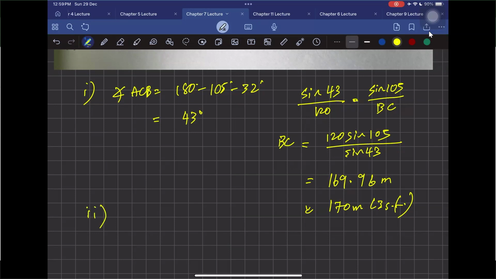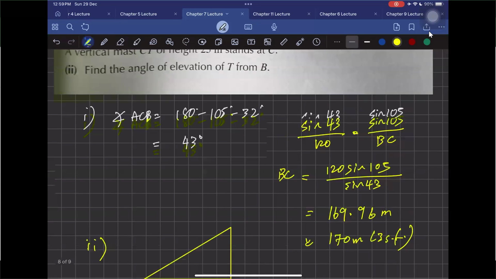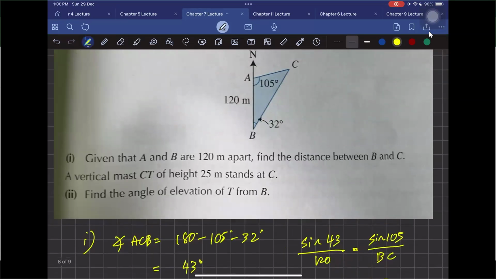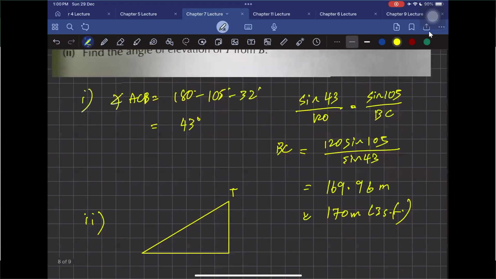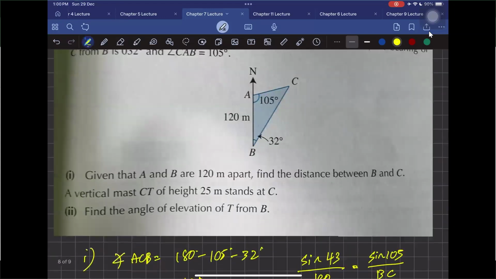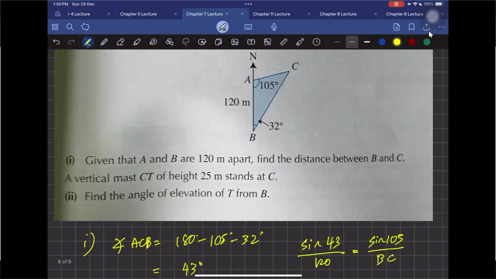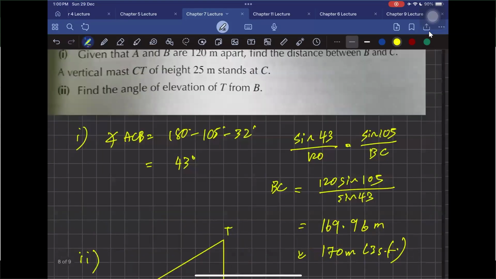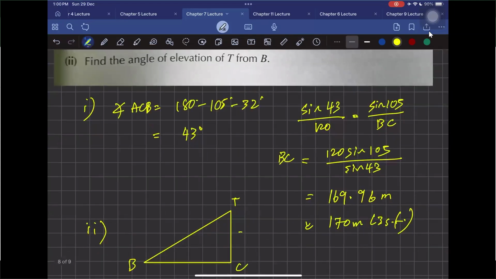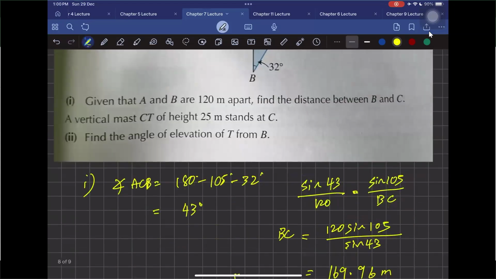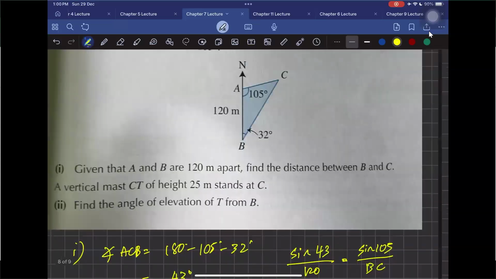Okay, so let's draw it out. You're given that point T is vertically on top of point C, and then you're asked to find the angle of elevation of T from point B. So always draw this out. And then you're given that this is 25 meters. And then write down what other information you know.